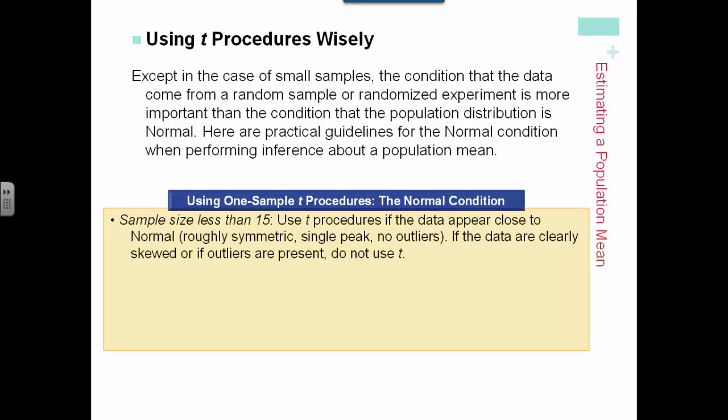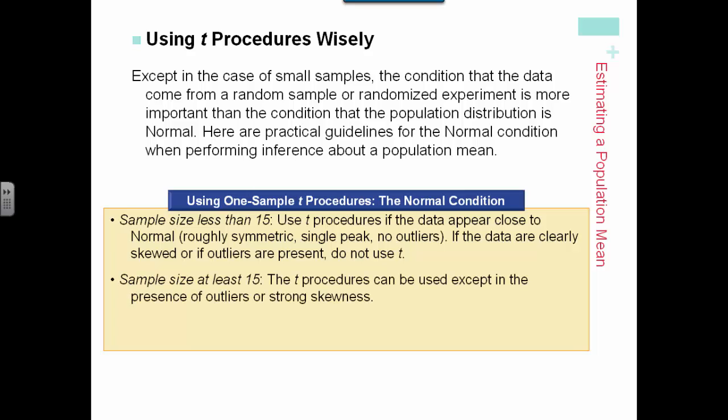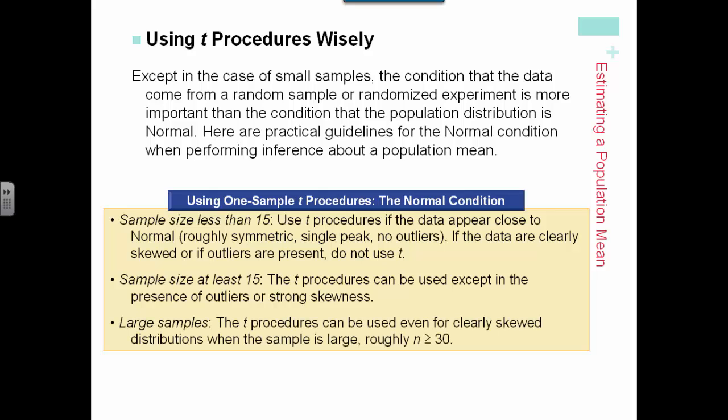Sample size less than 10: use t-procedures if the data appear close to normal. If the data are clearly skewed or if outliers are present, do not use t. Sample size at least 15: the t-procedures can be used except in the presence of outliers or strong skewness. Large samples: the t-procedures can be used even for clearly skewed distributions when the sample size is large, roughly n greater than or equal to 30.